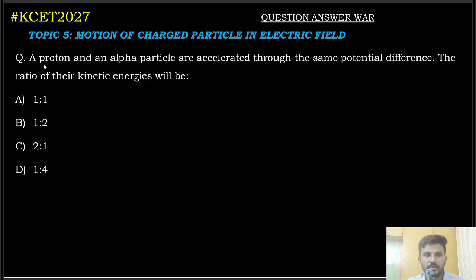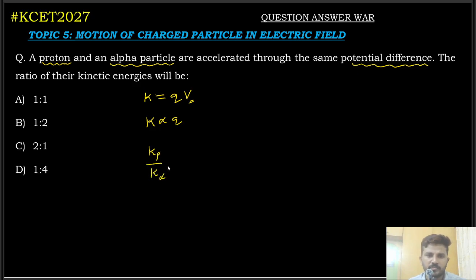So here we have a proton and an alpha particle accelerated through the same potential difference. V is the same. The ratio of their kinetic energies: since the question is given in terms of potential, kinetic energy is given by Q into V. So potential is the same. We need to find out kinetic energy. Kinetic energy is directly proportional to Q. So kinetic energy of proton divided by kinetic energy of alpha particle is equal to charge of proton divided by charge of alpha particle.